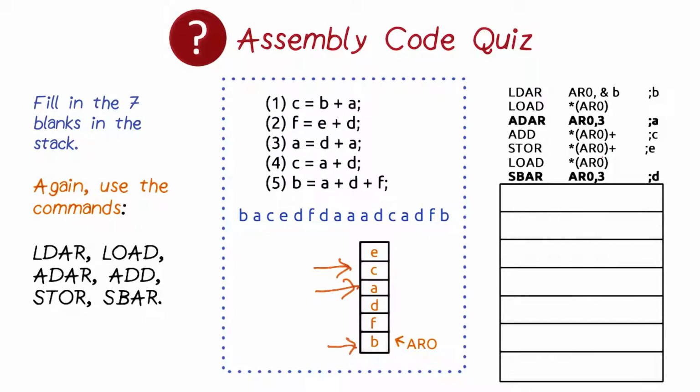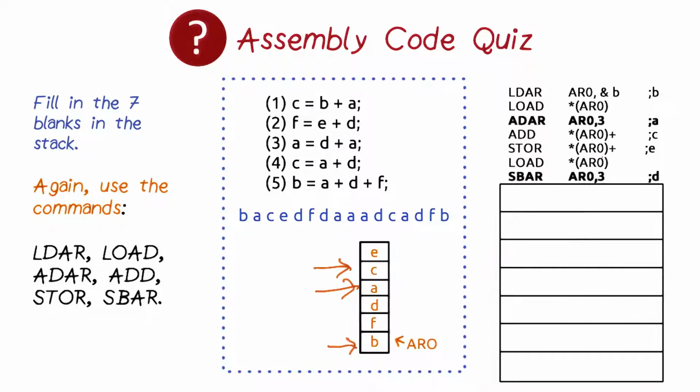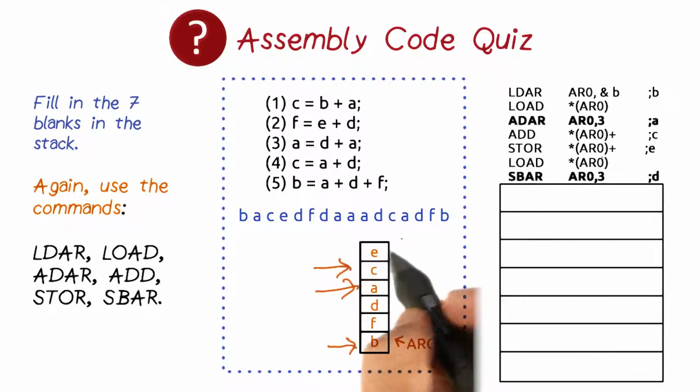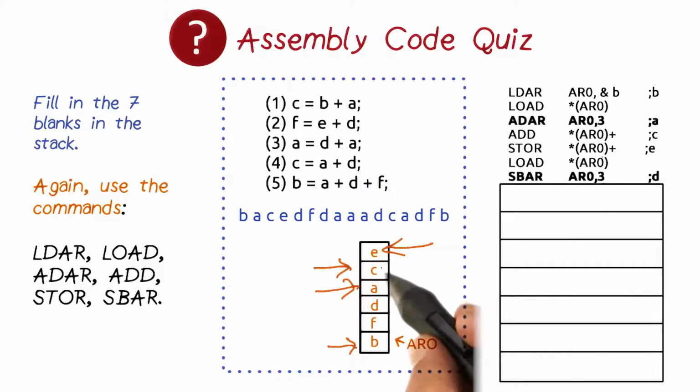Then we did a store at this C. And then from C we need to go to E, and that's why we did another increment here. We are pointing to E now, and we are getting the value of E using the load here. Next, we need to go from E to D, because that is the next access here, and we need to subtract 3 locations, 1, 2, and 3, and that's why we have SBAR 3 here, and that's when it will point to this D.